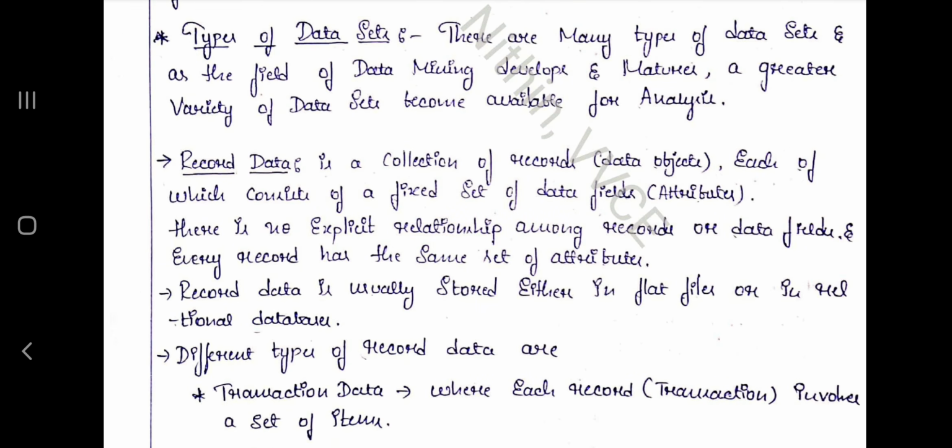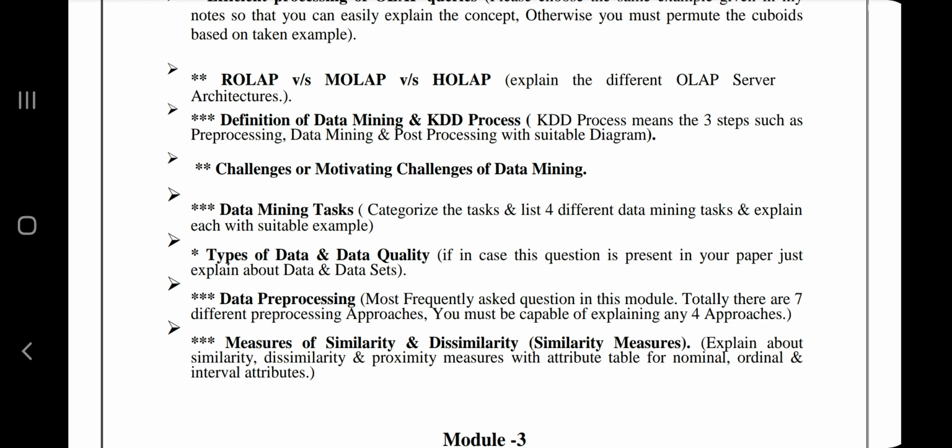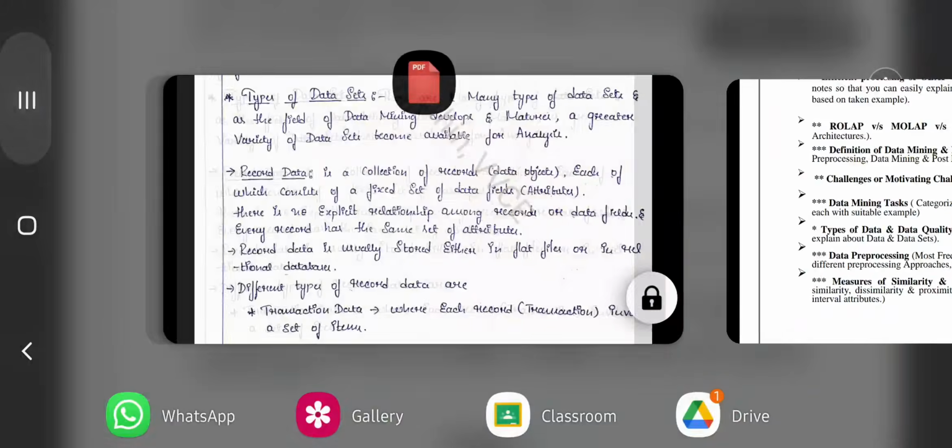Types of data set. I think you have to write about the types of data set. See here, just explain about the data and the data set. So for this question you have to write about data sets.